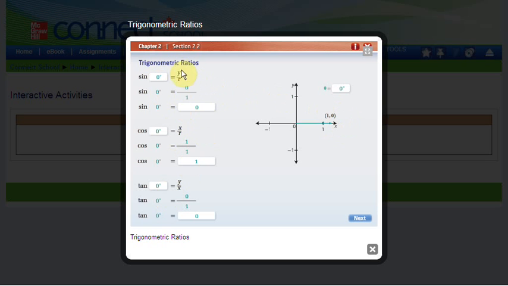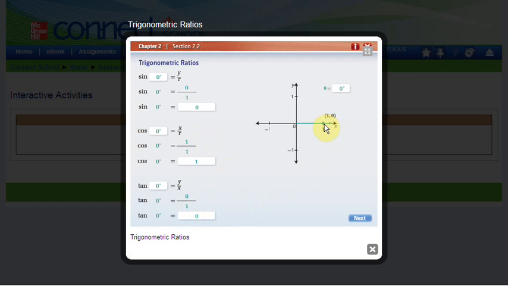Sine of 0, defined as y over r, becomes 0 divided by 1, which is 0. Cosine of 0 is defined as x over r, so the x value is 1 and r is 1, so cosine of 0 equals 1. And tangent of 0 is defined as y over x, so y is 0, x is 1, and 0 divided by 1 is just 0. So here are the pictures that relate to the 0-degree angle in the table.